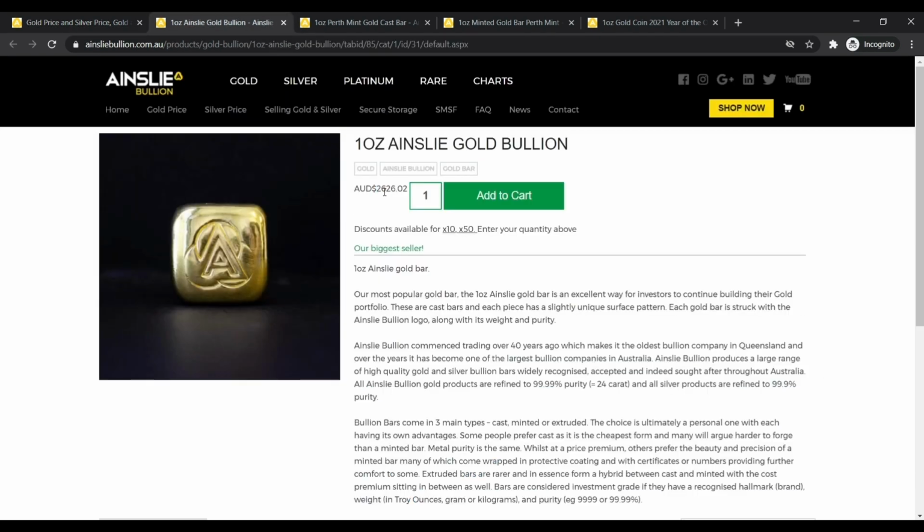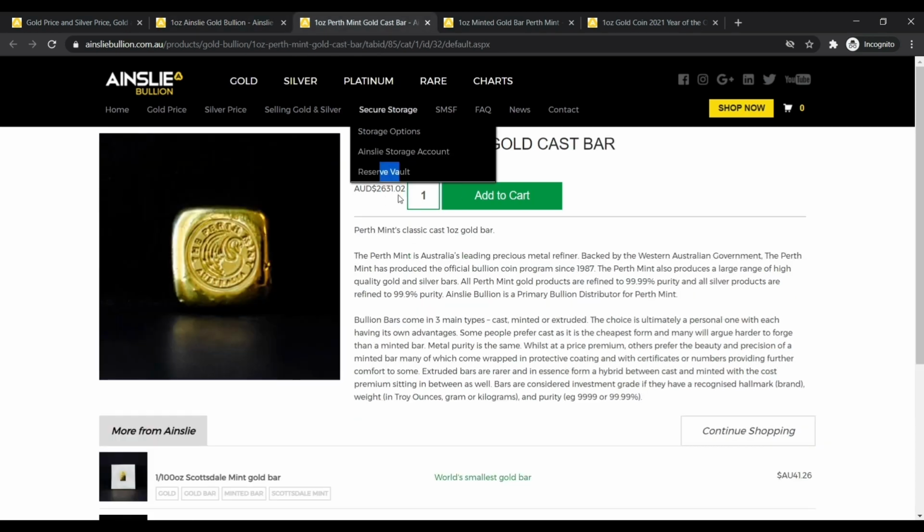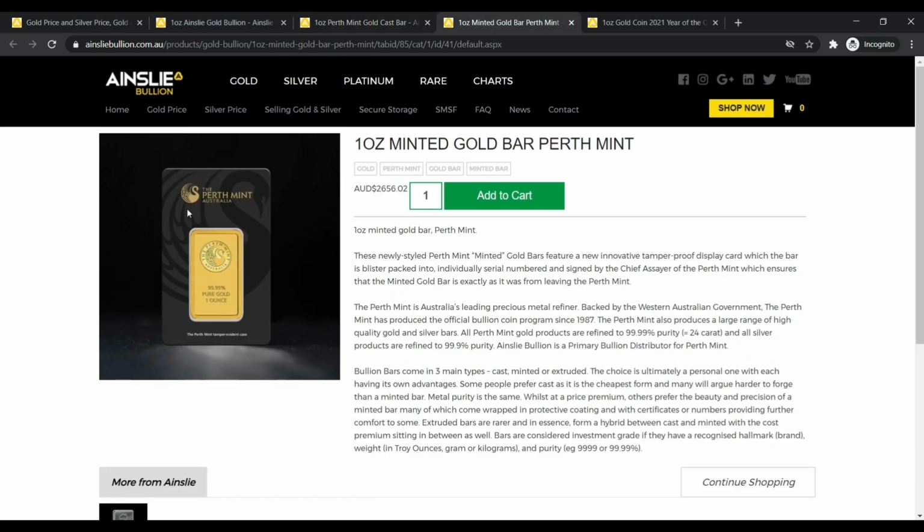Now that 2626 and that spot price of gold, that increase or that gap is what you call premium. It's the casting price, the workmanship, and it's also the dealer's premium. So by the dealer premium, I mean their profit. If we head over to the Perth Mint, we got 2631. So we got 2626, 2631. It's the same one ounce, but this time we got a different stamp from Perth Mint and the premium is higher. This one here, which is the bar, is 2656. So 2626, 2656. As you can see, all it is is added premium.